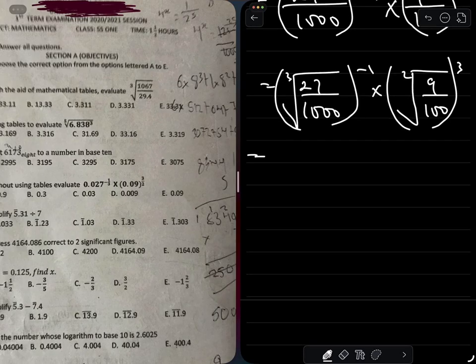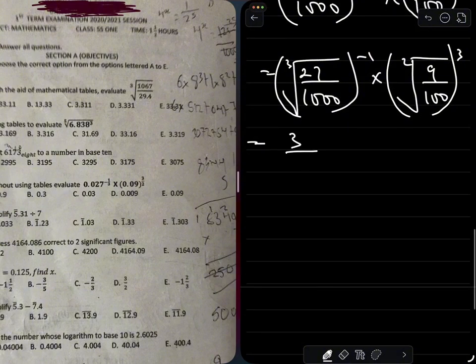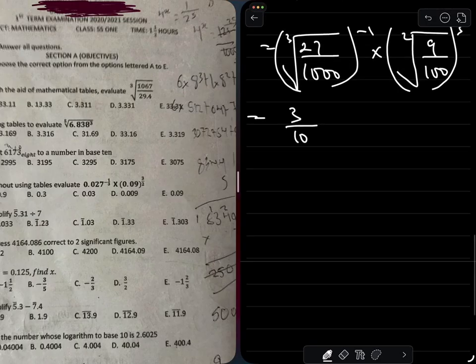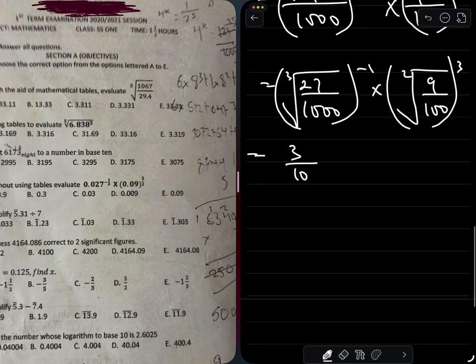What's the cube root of 27? 3. Cube root of 1,000 is 10, the number you multiply by itself three times to get 1,000. So that's 3 over 10 raised to power minus 1, times the square root of 9, which is 3, over the square root of 100, which is 10, and the whole of that raised to power 3.